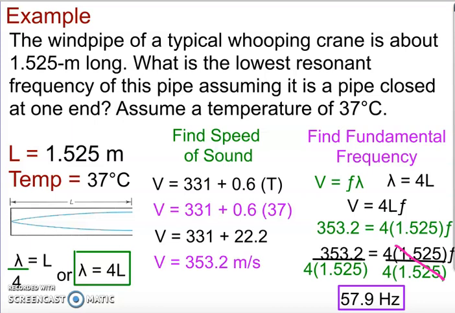So that is how we would find the fundamental frequency if we were given a temperature instead of the speed of sound initially. But it's very similar to our last example. Determining the speed of sound was the only real new step here, and the fact that instead of it being an open pipe, we had to determine our wavelength based on our boundary conditions, which was one end closed, one end open.